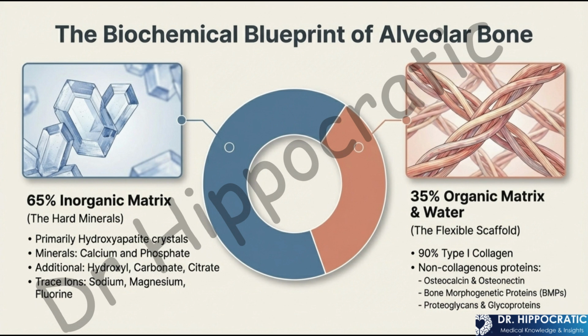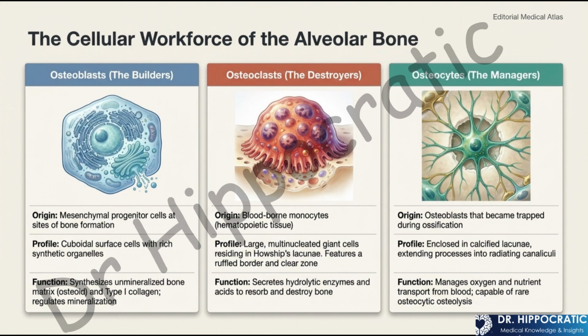Okay, so that represents the concrete. So the 35% organic part is the rebar running through the concrete. It's the rebar, but it is entirely alive. That flexible scaffold is made almost entirely of type I collagen. But scattered within that collagen are those critical non-collagenous proteins. Right, like osteocalcin and bone morphogenetic proteins, or BMPs. These are chemical messengers. They give the bone its living flexibility and its incredible ability to signal for local repairs and growth. Exactly.